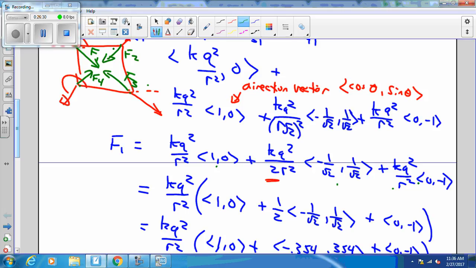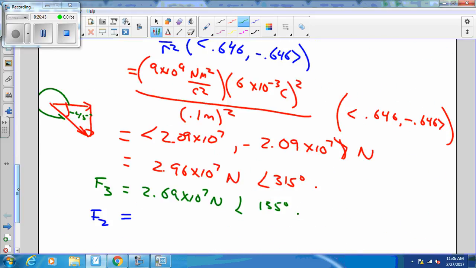What's this angle? F2, what's F2's angle? 225, that's right. So 180 plus 45. And what's F4's angle? 45.